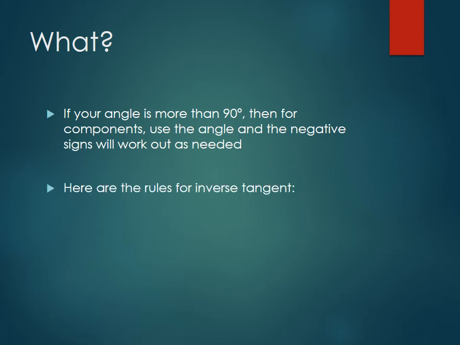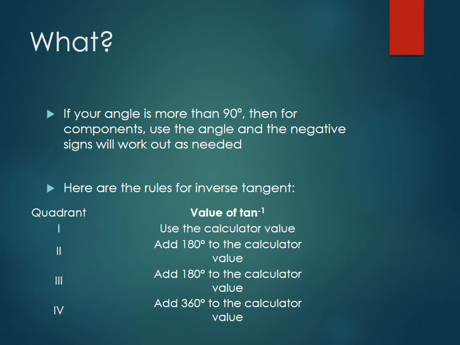Okay, inverse tangent is where it does get a little weird. And frankly, I say common sense, but that's only when you have to sit down and think about it. You got to get used to it. So here are the rules. Okay, for quadrant 1, you just use the calculator value. Okay, for quadrant 2 and 3, you add 180 degrees to the calculator value. And for quadrant 4, you add 360 degrees to the calculator value. You don't need to know why, just know that this ends up giving you the right answer.